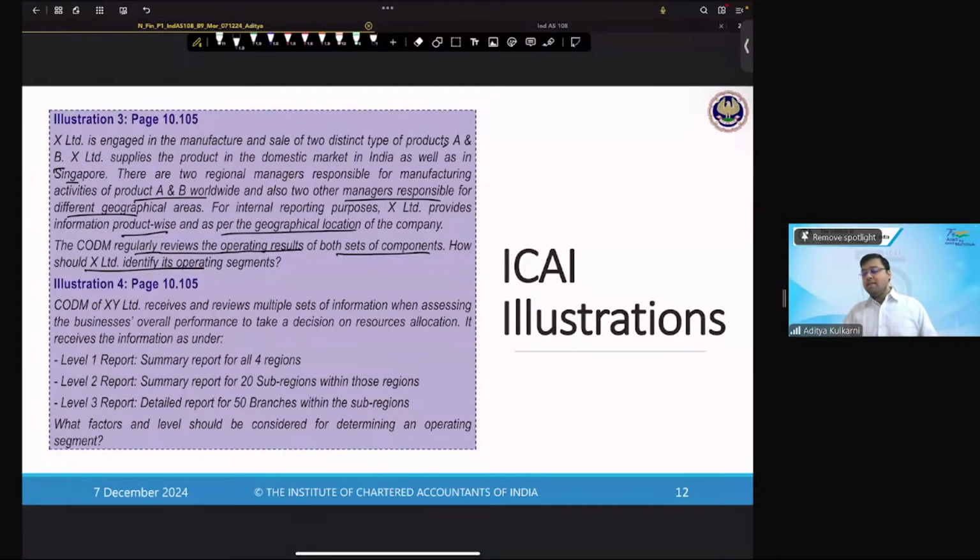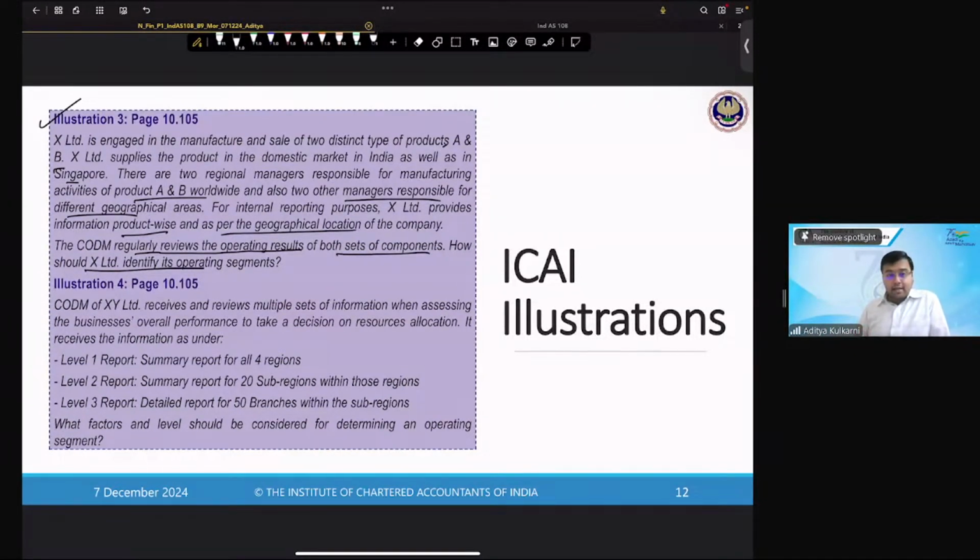So when all these questions are answered, when all these questions are taken into consideration, you can identify your operating segments. More likely than not, what they have said, the CODM reviews the results of both the sets of components, and also he may want to view it geographically, and therefore taking into consideration all these factors, you will have to decide what becomes your operating segment.